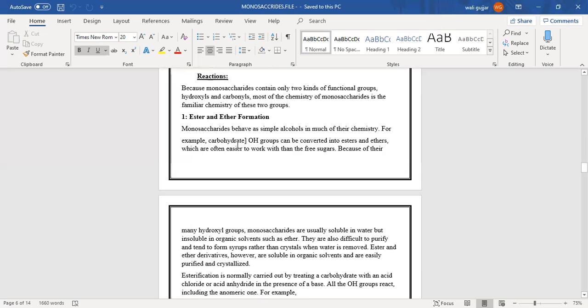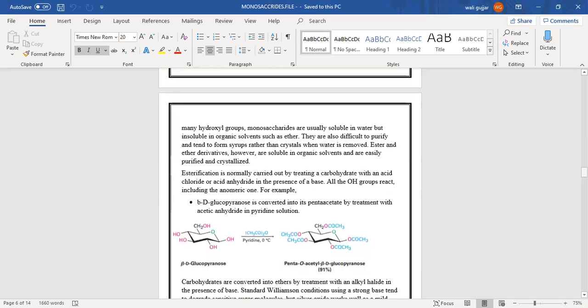For example, hydroxyl groups in carbohydrates can be converted into esters and ethers, which are often easier to work with than the free sugars. Because of their many hydroxyl groups, monosaccharides are usually soluble in water but insoluble in organic solvents such as ether, and they are also difficult to purify and tend to form syrups rather than crystals when water is removed. Ester and ether derivatives are soluble in organic solvents and are easily purified and crystallized.